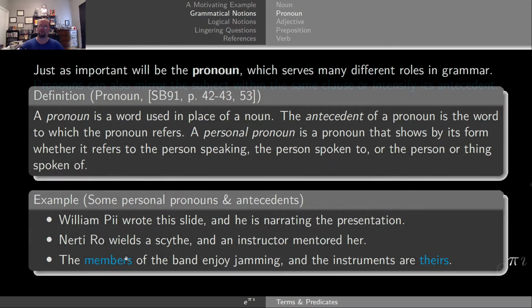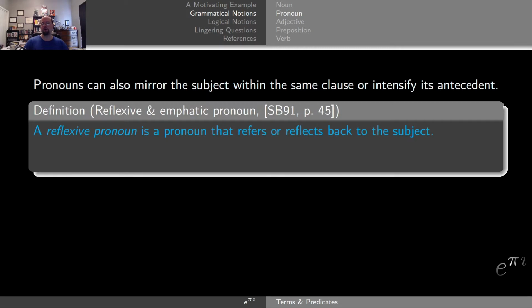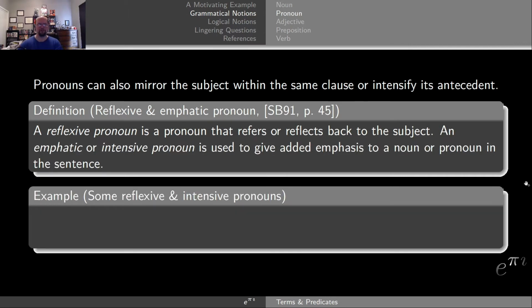band in this case. A pronoun can also mirror the subject within the same clause or intensify its antecedent. What we call a reflexive pronoun is a pronoun that refers or reflects back to the subject. On the other hand, an emphatic or intensive pronoun is used to give added emphasis to a noun or pronoun already existing in the sentence. For example, let's consider these sentences.